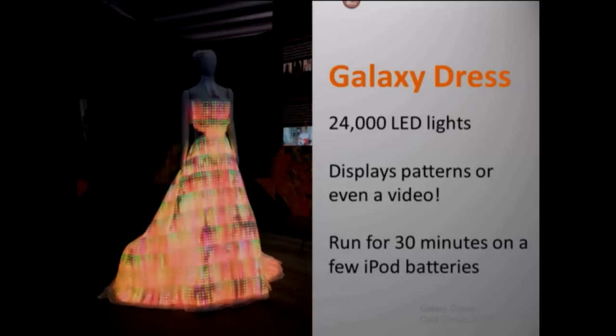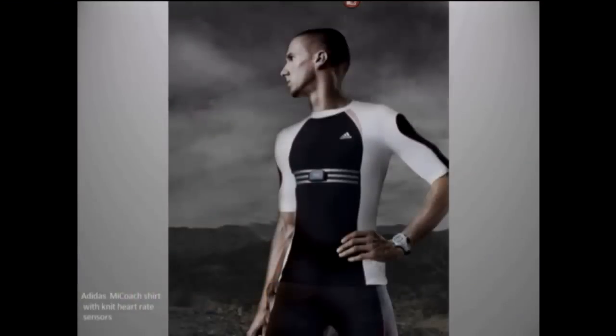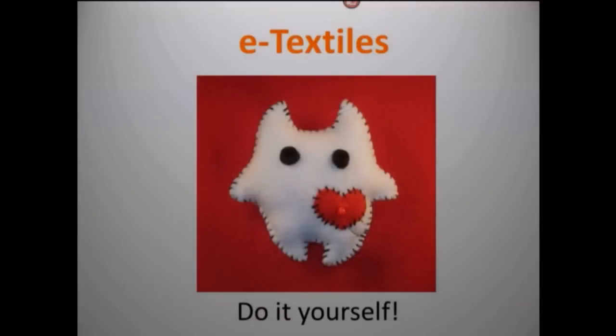The circuits, the connections between the LED lights, are designed so the fabric of the dress still stretches and remains flexible. The lights consume surprisingly little energy. How much, you ask? The dress can run for 30 minutes to an hour on a few iPod batteries. Adidas took a different approach to e-textiles, using computers to create personal monitoring systems. This shirt has several bands of conductive thread knitted into it, so a heart rate monitor becomes part of the shirt.